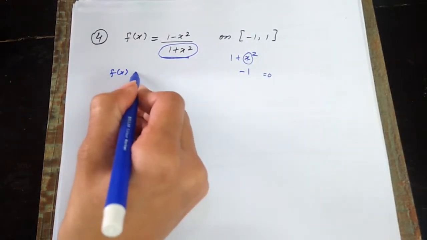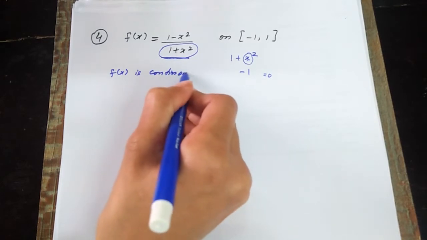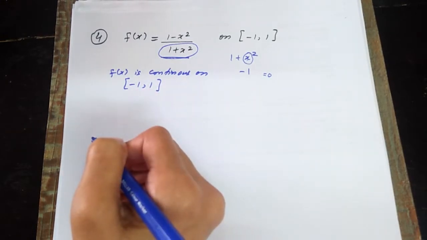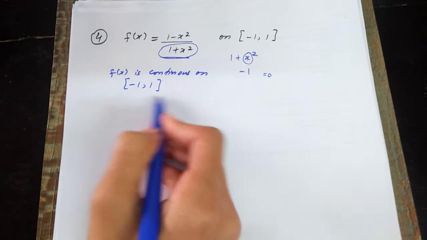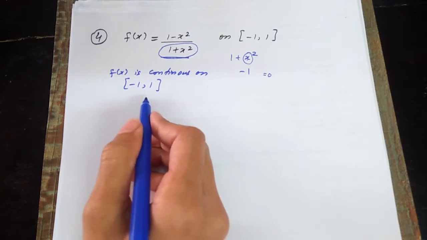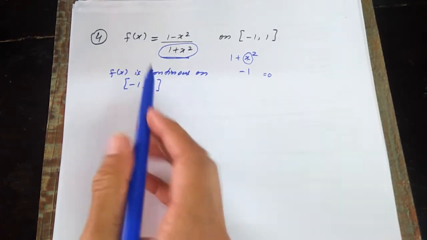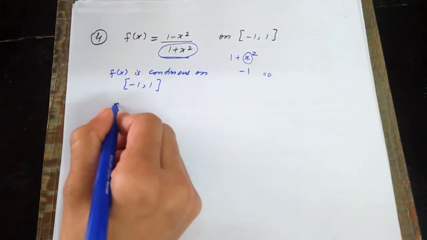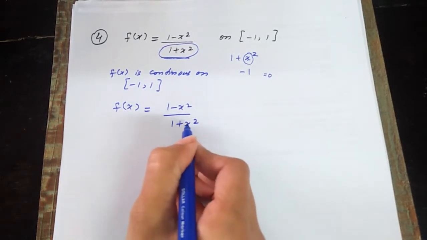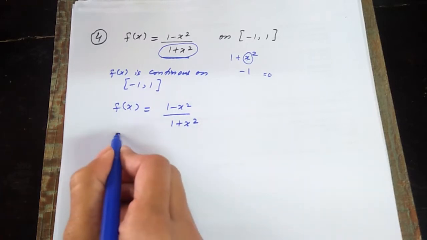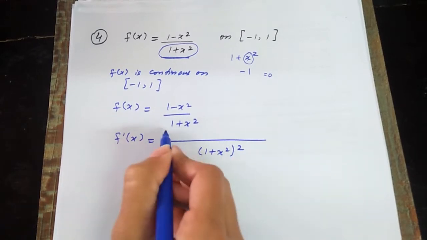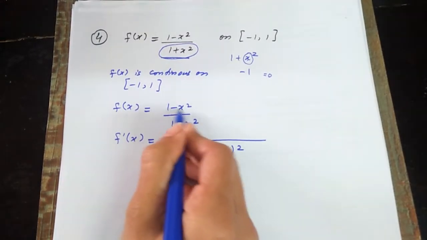So f of x is continuous on the closed interval minus 1 to 1. Now, the first postulate of Rolle's theorem is satisfied. We have to check the second postulate. For checking the differentiability, we have to calculate the derivative of this function. f of x is equal to 1 minus x square over 1 plus x square. f dash of x: the square of the denominator as it is, and the derivative of the numerator.